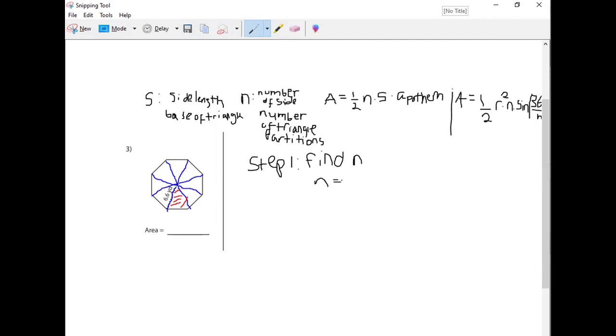Now, step 2 is to find the central angle of your polygon. The central angle will be just 360 divided by how many triangle partitions you have, so 360 divided by n. So step 2, find your central angle, and that'll help you find the base and height of your one triangle.